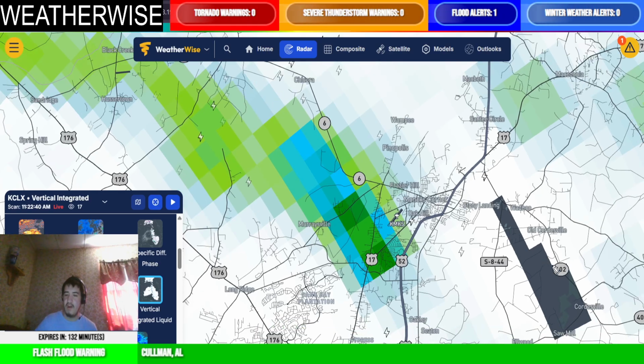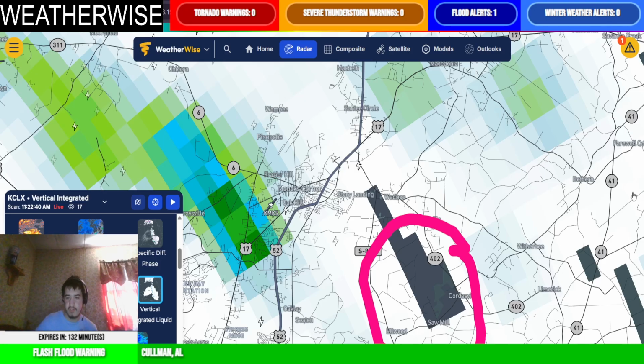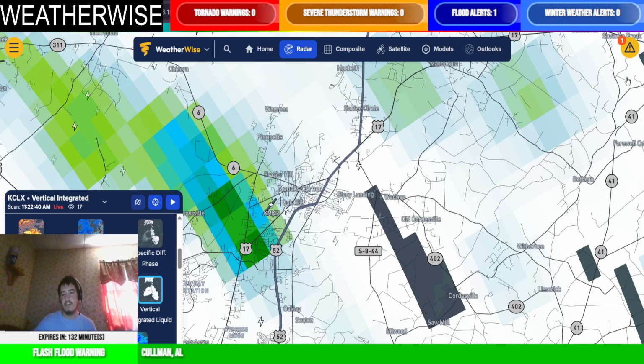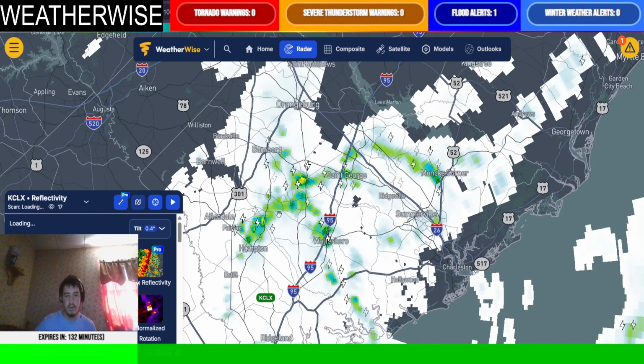Now let's say I'm going to use like this divot right here, for example. If you're seeing something like this, then yeah, there was a tornado on the ground. But usually it's hard to tell because tornadoes are usually rain wrapped, etc.